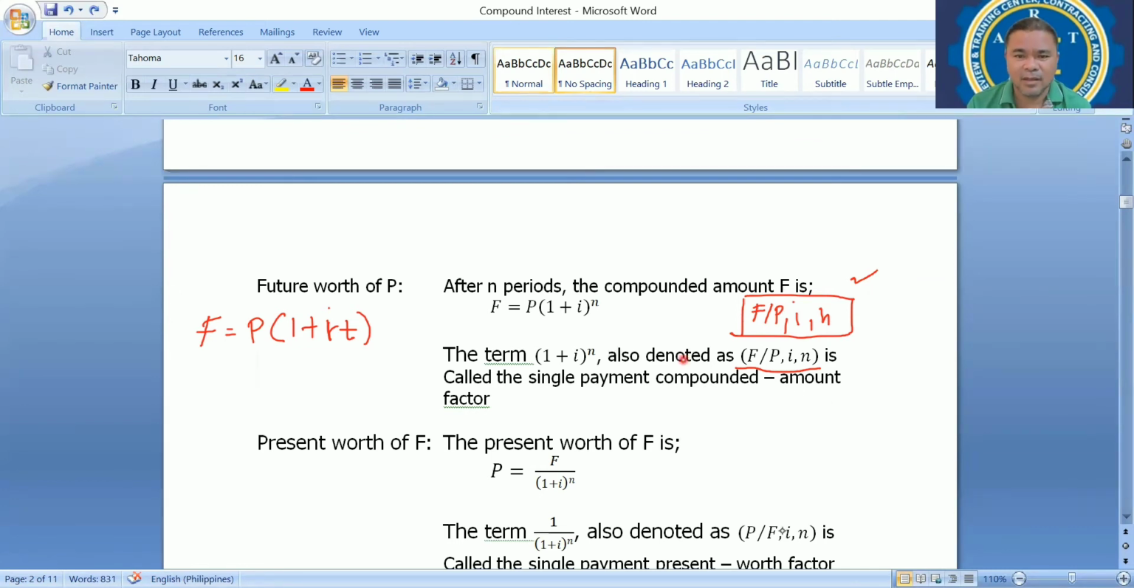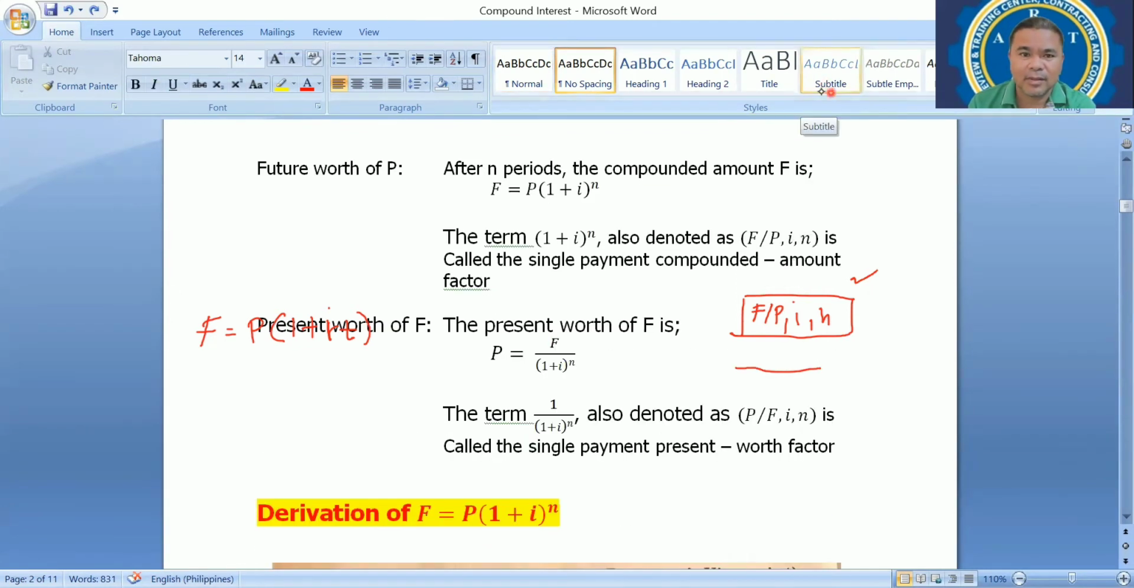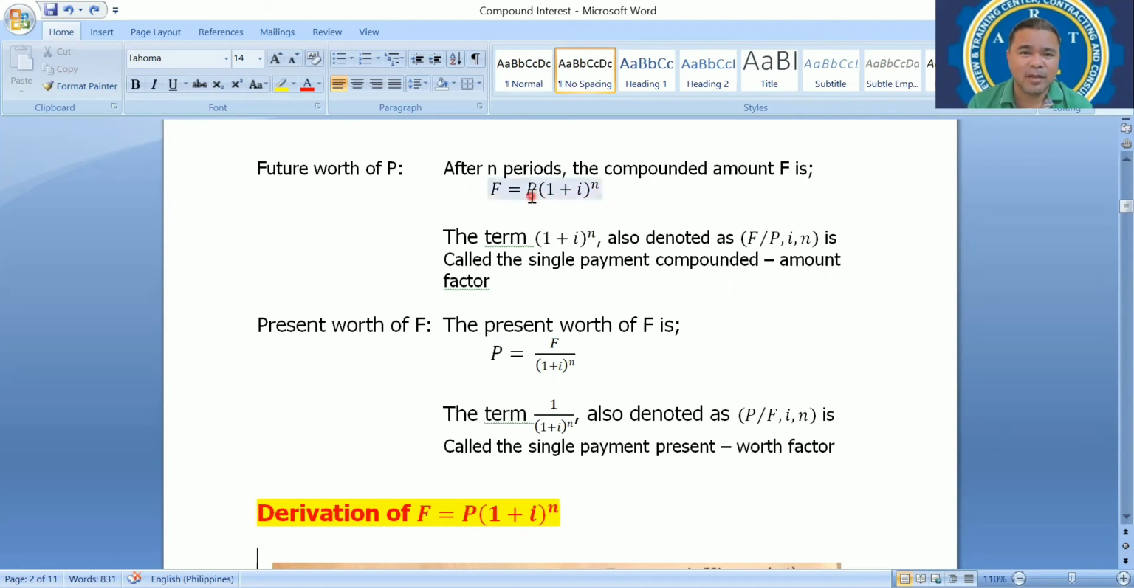Okay. So the present worth of F is P equals F over (1 plus i) to the n. From this formula, F equals P(1 plus i) to the n. So if P is required, P equals F over (1 plus i) to the n.